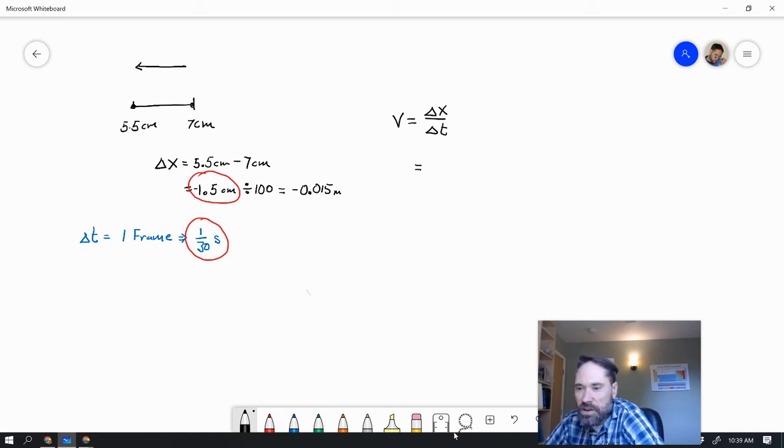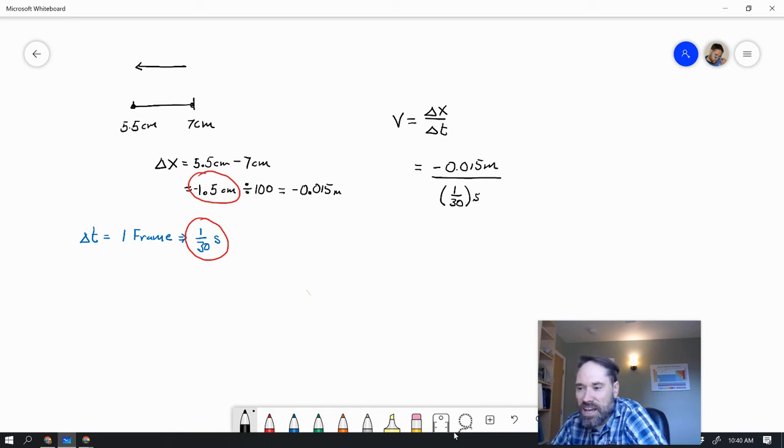So now what I need to do here is take this negative 0.015 meters, and I'm going to divide that, and I need to be careful. I'm going to divide that by this fraction, 1/30 seconds.